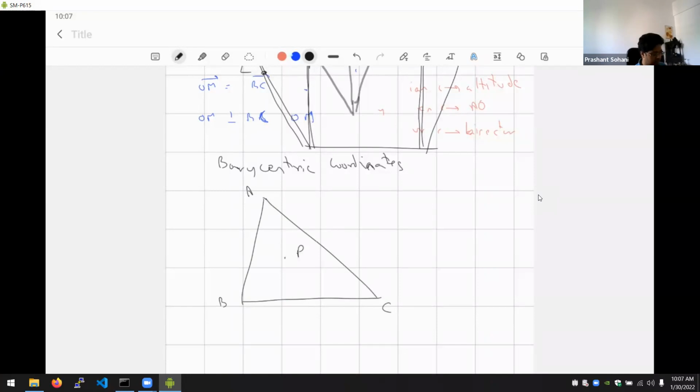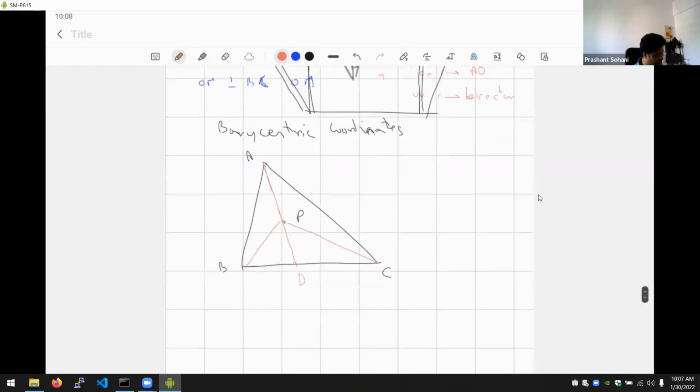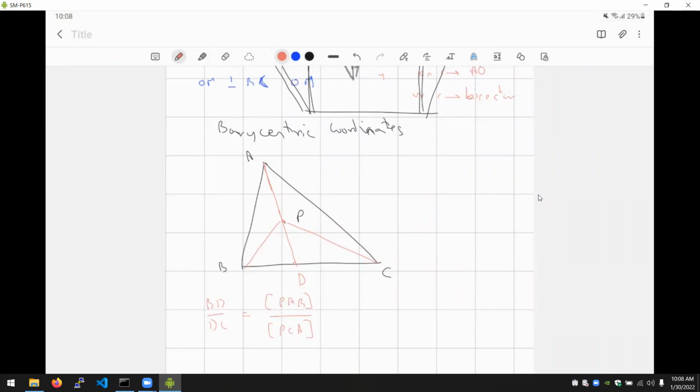Now, if I consider this line AP, let it meet the opposite side at some point D. Then we all know that the ratio BD upon DC will be equal to the ratio of these two areas. Is that fine? Yes, sir.